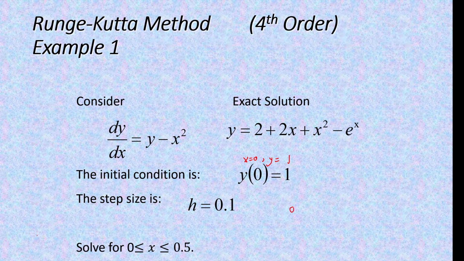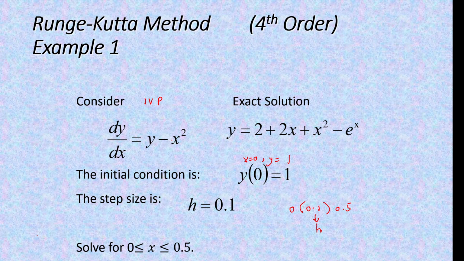Sometimes they put 0 and then brackets 0.1, 0.5. If they put this notation, it means the starting value of x is 0, the increment is 0.1, and the last value of x is 0.5. So we would like to solve this, because we have an initial condition, this becomes an initial value problem.